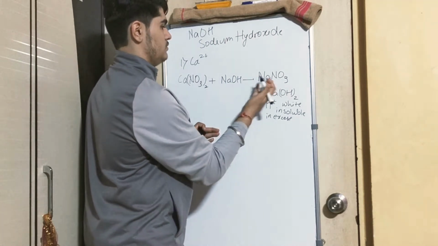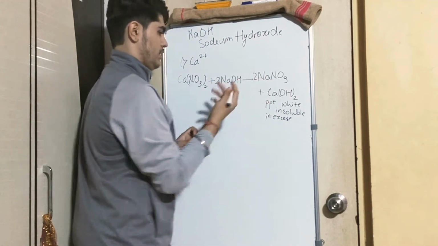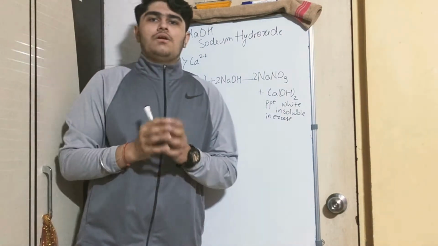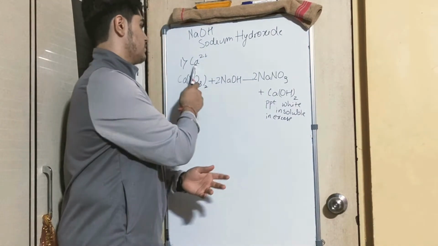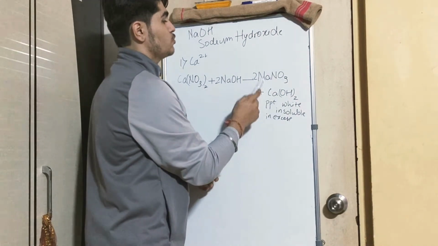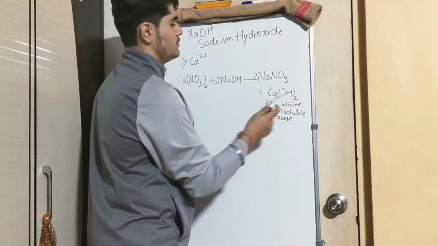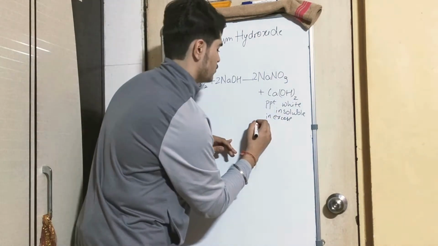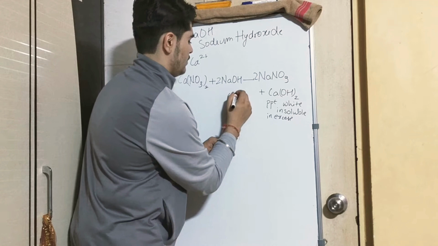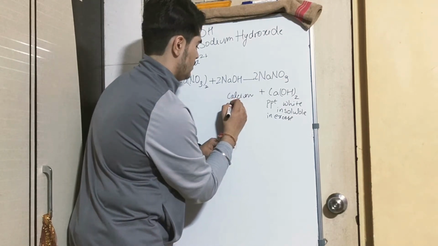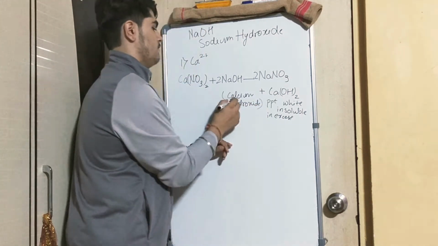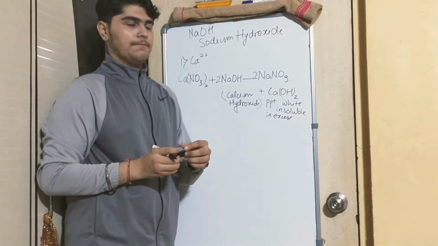Now you can even balance the equation. Here we go as 2 NaOH and 2 NaNO3, nothing much. So this is our first equation with Ca2 plus ion. The salt of Ca2 plus ion reacts with NaOH to give sodium nitrate and Ca(OH)2. This precipitate is called calcium hydroxide. Okay, getting it?